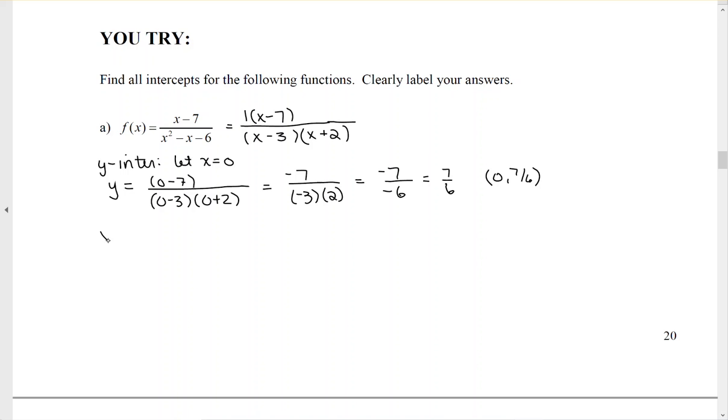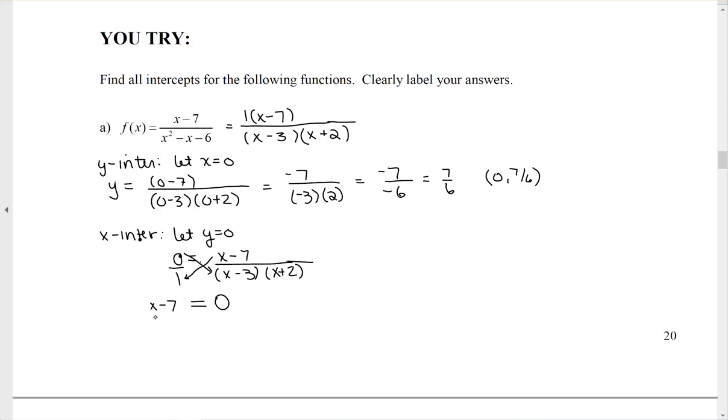To find the x-intercept, you let y equal 0. So I go back to my function and let y equal 0. And I've got x minus 7 over x minus 3 times x plus 2. With these, I like to set the 0 over 1 and then do a cross multiplication. Clears out the fractions pretty quick. 1 times x minus 7 equals 0 times that denominator. But 0 times anything is just 0.